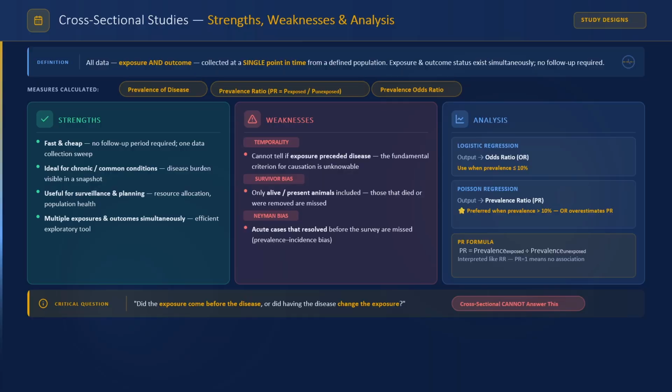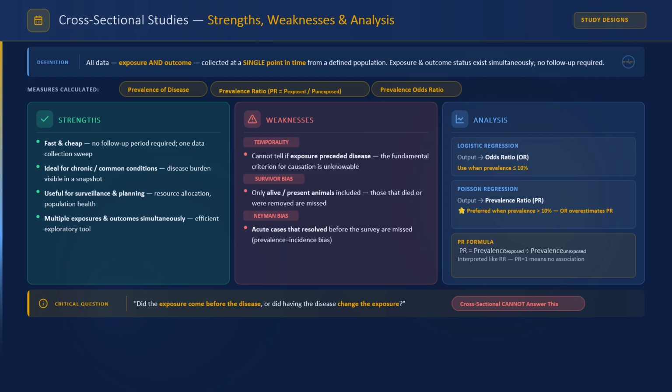Cross-sectional studies in detail. Everything, exposure and outcome, is collected at one point in time, no follow-up. What you can calculate: prevalence, prevalence ratio, and prevalence odds ratio. The prevalence ratio is the prevalence in the exposed over prevalence in the unexposed, interpreted just like a risk ratio, where 1 means no association.